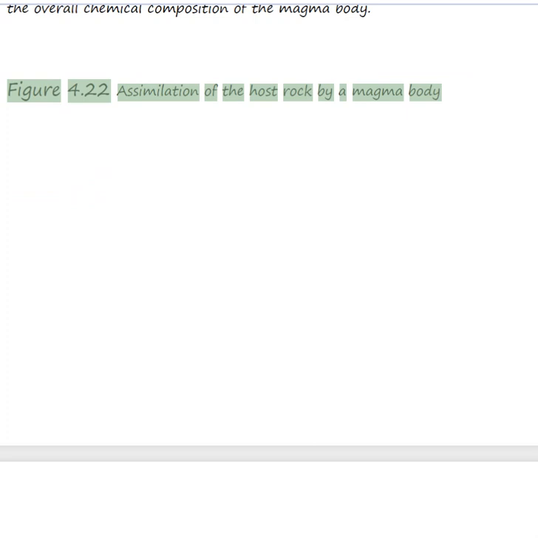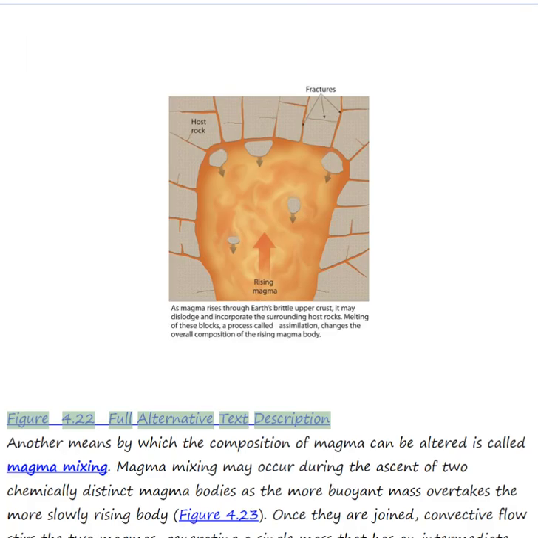Figure 4.22 Assimilation of the host rock by a magma body. Figure 4.22 Full alternative text description.